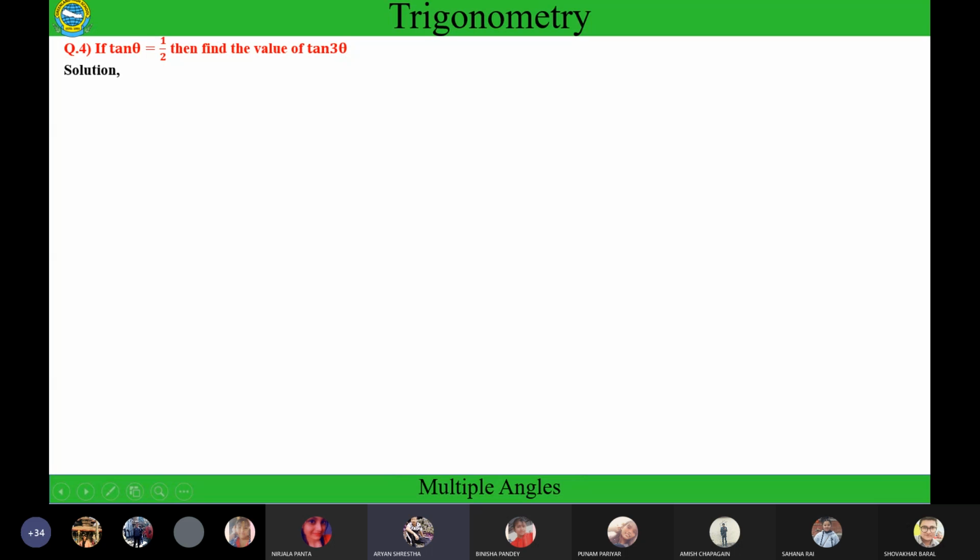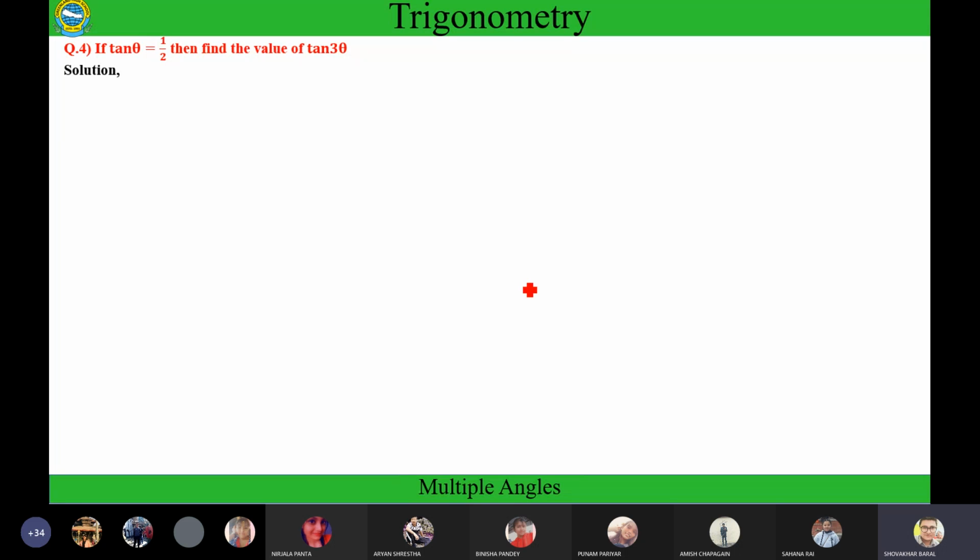3 tan theta minus tan cube theta divided by 1 minus 3 tan square theta. Can you tell me your name, please? Aryan, sir. Okay, Aryan, very good. So let's use the formula said by Aryan. The formula was correct, so let's use it.